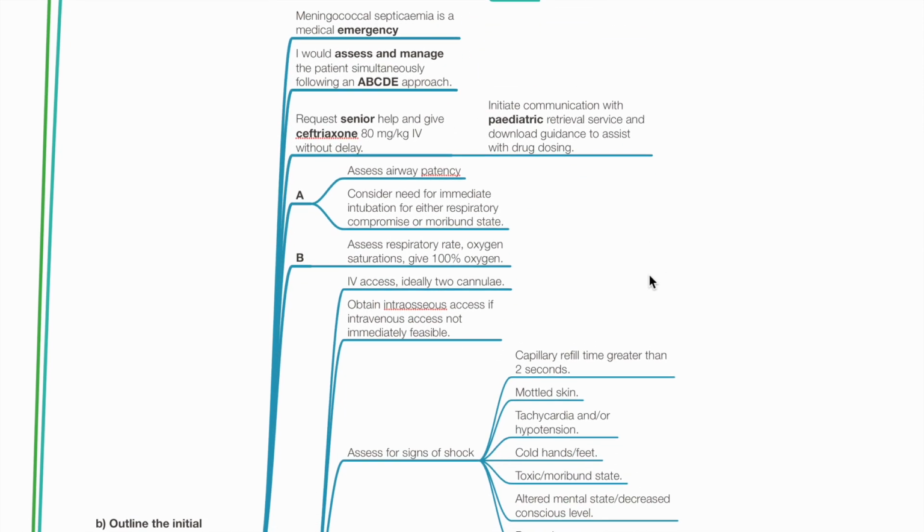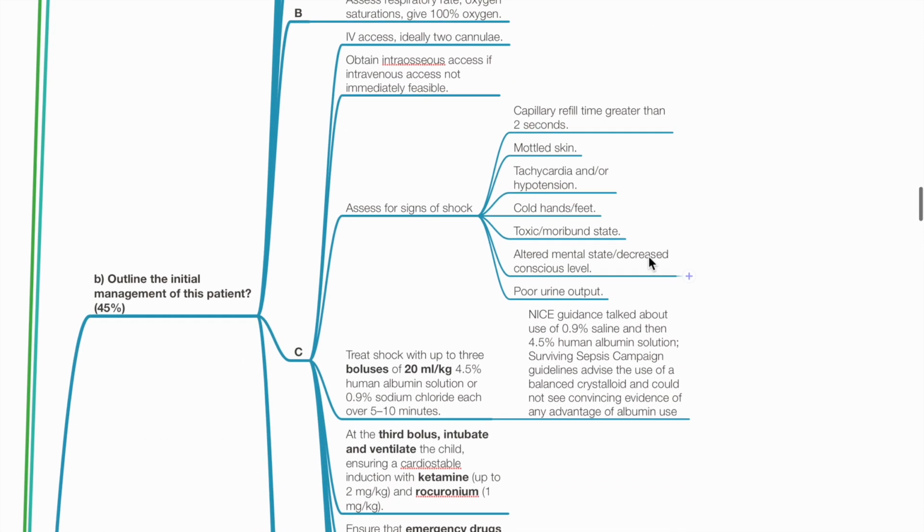Airway. Assess airway patency. Consider need for immediate intubation for either respiratory compromise or moribund state. Breathing. Assess respiratory rate, oxygen saturations, provide 100% oxygen. Circulation. IV access, ideally 2 cannulae. Obtain intraosseous access if IV access is not immediately feasible.